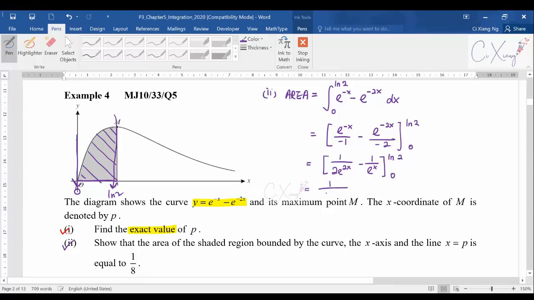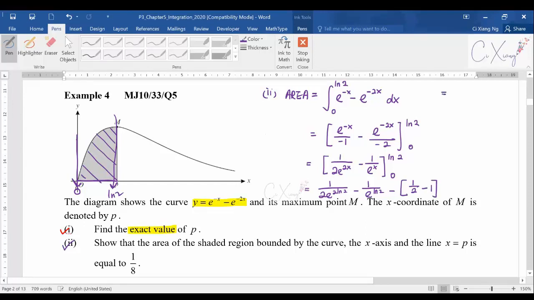Okay, so if I put in ln 2, what do I have here? I'm having 1 over 2e power 2 ln 2, minus 1 over e power ln 2. Then minus again. Now you want to substitute the value of 0 into e power x. So you're having 1 over 2, because e power 0 is 1. It's not 0, so don't assume the whole thing is 0. When you substitute 0 into e power 2x, you have e power 0. So e power 0 is what? It's a 1. So you're having 1 over 2 here, then minus 1.